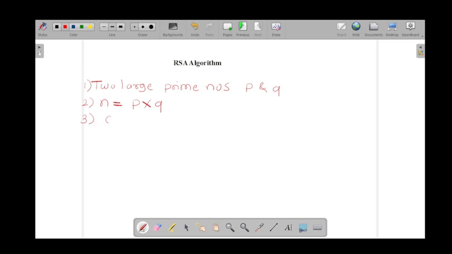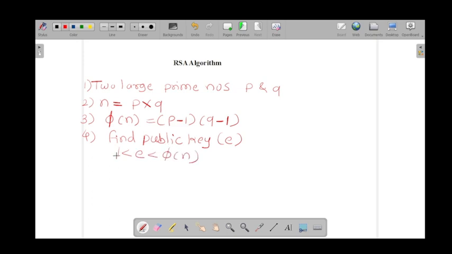In the third step, we are identifying the value of phi of n, which is equal to (P minus 1) into (Q minus 1). In the fourth step, we are finding the value of our public key, that is the value of E. Whenever we are finding the value of E, we use the condition 1 less than E less than phi of n. And our value of E should not be a factor of phi of n that we identified in step number 3. So our E should not be a factor of phi of n.